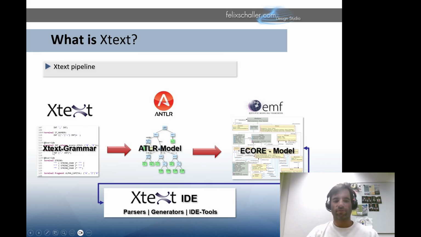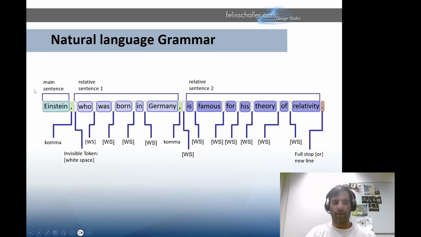It's based on a grammar that you start with in the beginning that gets converted into an ANTLR model and later on into an Ecore model, which then creates all the structure of the document. And this model you can use to parse the content of the document. First of all, we have main sentences. This is separated by commas, and then we have sub sentences, which are tokenized in this way. Invisible tokens, white spaces, are ignored, but all the other visible tokens are used and thereby converted into that model.